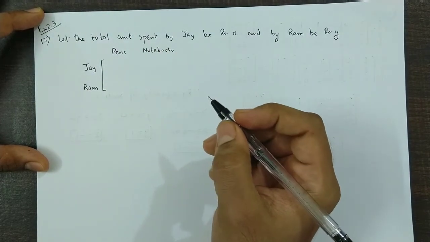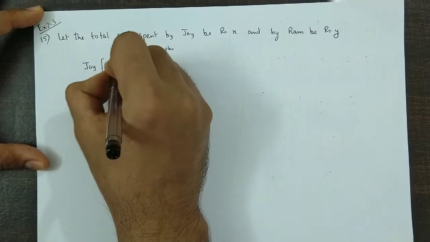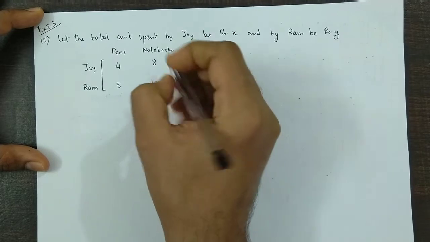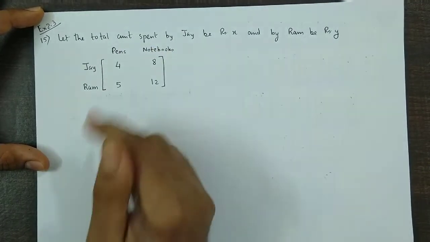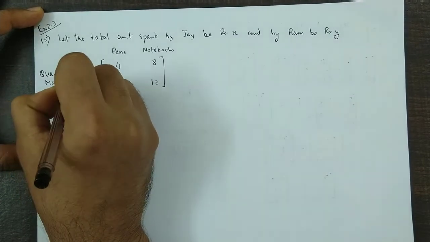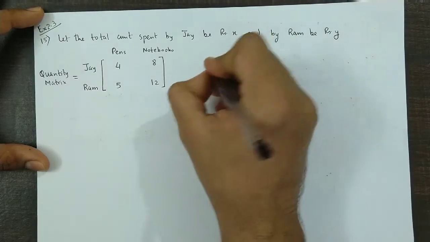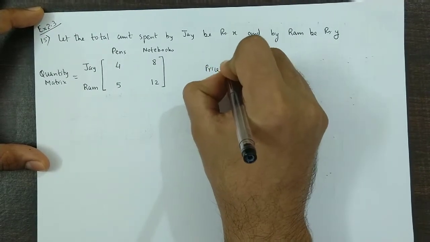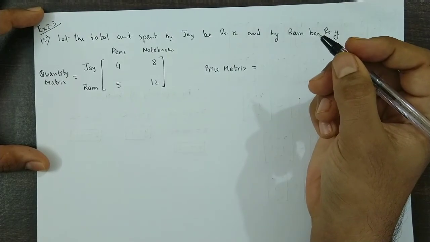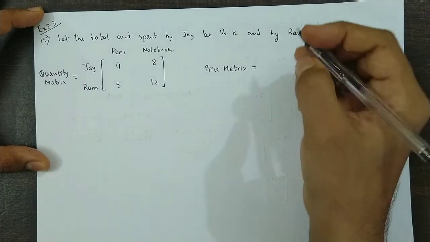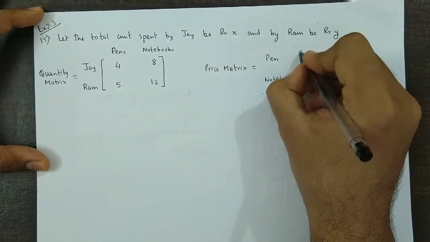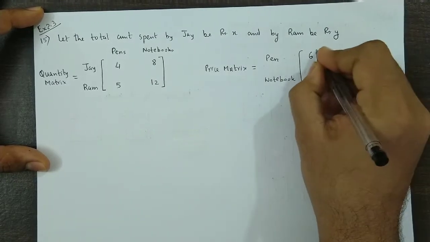Now Jay wants to buy 4 pens, 8 notebooks. So we write 4 and 8. And Ram wants to buy 5 pens and 12 notebooks. So this one is the quantity matrix. Next, they've given the rate as well, the price, so we could say the price matrix. The price they have mentioned is 6 rupees for the pen and 10 rupees for the notebook. So we have the pen and the notebook, 6 rupees and 10 rupees.